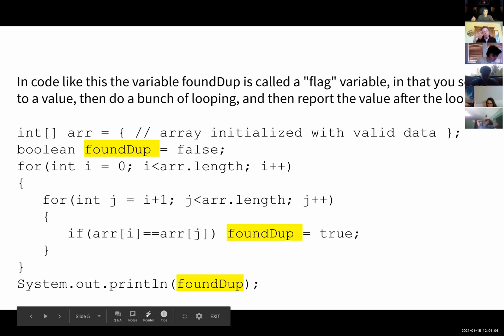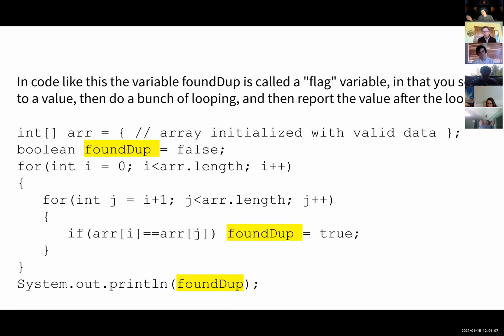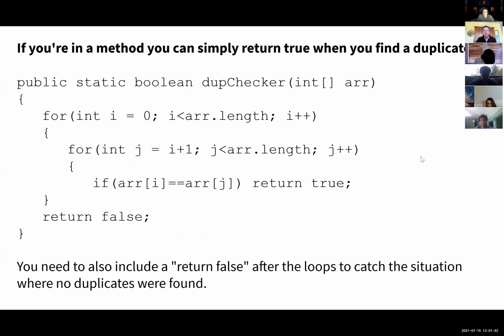So one thing I wanted to point out, in code like this, the variable found dupe is called a flag variable, in that you set it to a value and then you do a bunch of stuff. And then after the stuff is over, you can check the value of the variable. It's like in soccer, there's the linesman. If they see a foul close up, they hold up a flag, like, hey, I saw a foul, or somebody's offsides, or in football, throw a flag that there's been a foul. It's a similar sort of flag concept. So I just wanted to highlight that for you there.